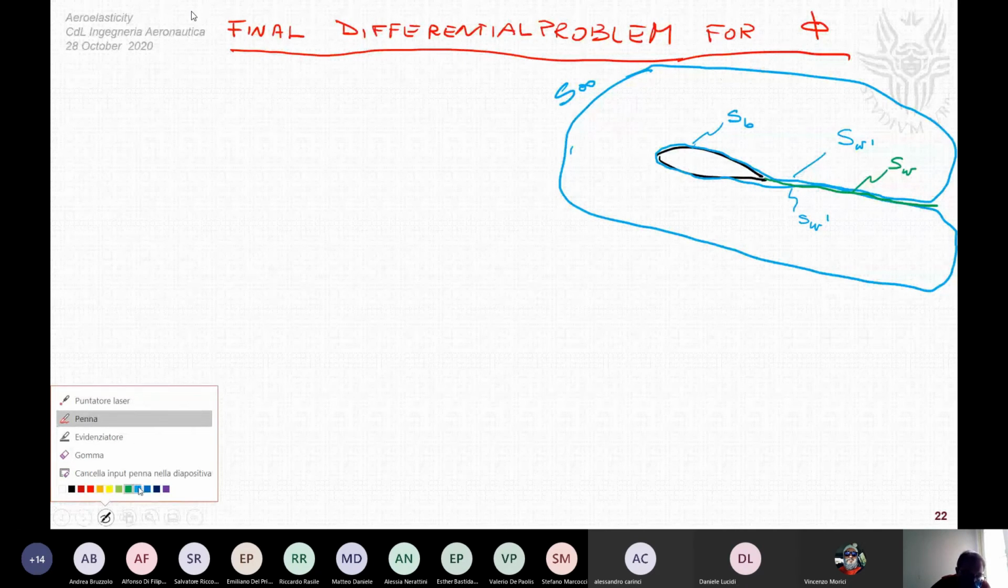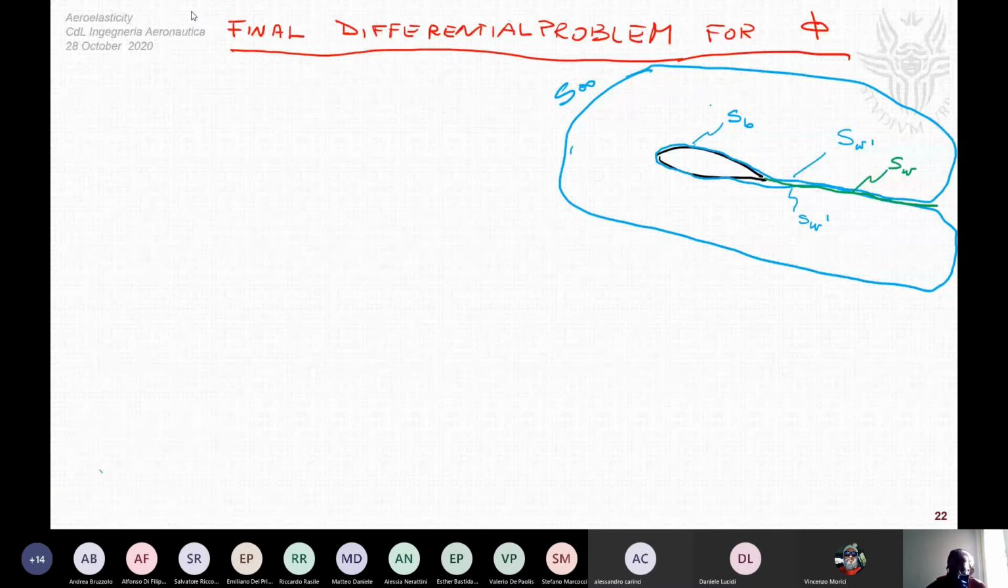The normal to this surface, or the normal to this domain, is the following. We have a normal to the body, we have a normal here, a normal here, a normal here. These are the normal vectors to our domain at infinity, on the body, and on the wake.